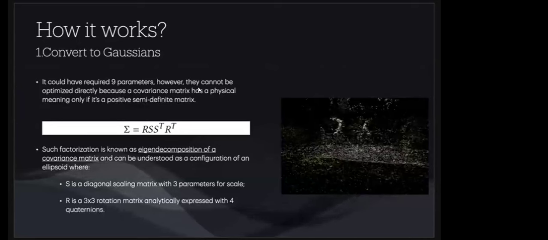This factorization is known as the eigen decomposition of the covariance matrix. And why we want to understand this is because, first of all, S is the diagonal scaling matrix, which has 3 parameters for scaling. And R is a 3 by 3 rotation matrix, which is expressed with 4 parameters, quaternions.